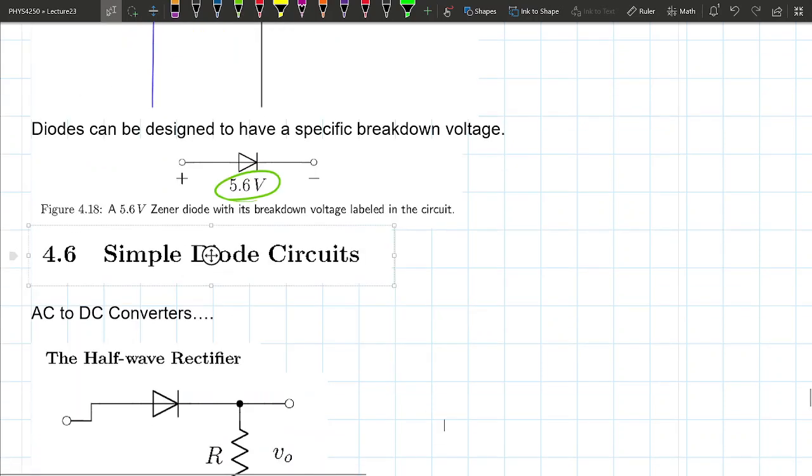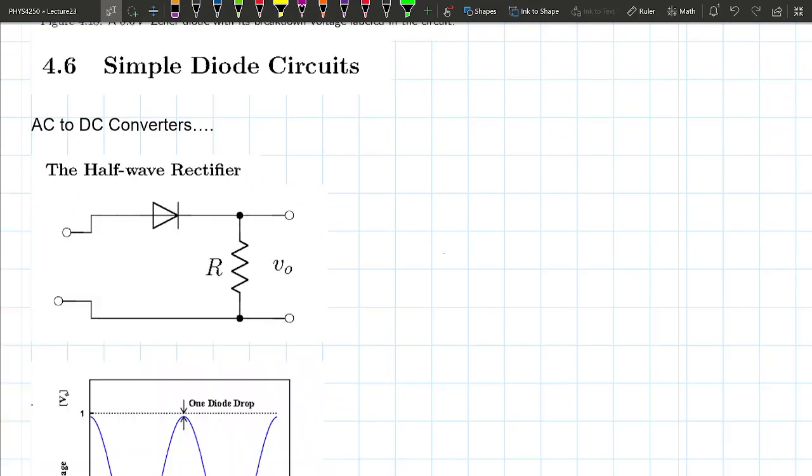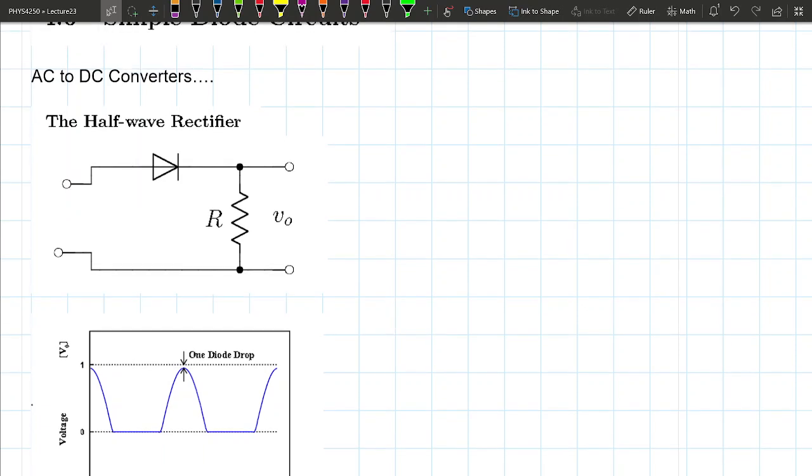Okay, so I'm going to show you guys one simple diode circuit, because you're going to build this in the lab next week. This is what's known as a half wave rectifier, right? And the application for this is basically an AC to DC converter. Okay, so how does it do this? Let's say you have some AC source in here.